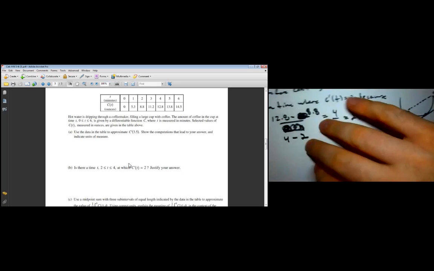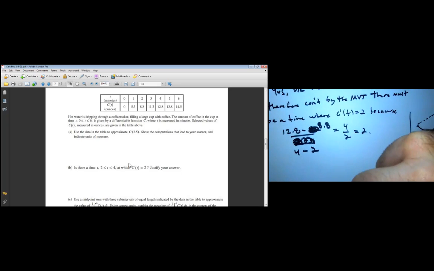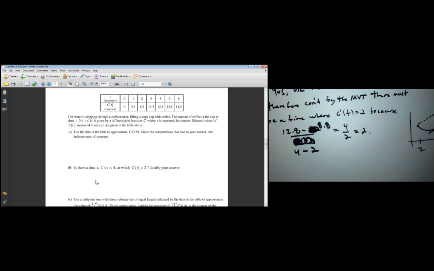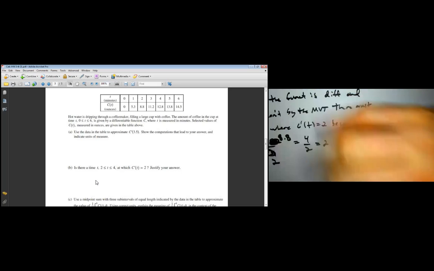So go back and read that question again. Now it says, is there a time where the tangent slope is 2? We go, I don't know. But we look at the endpoints they give me, and we find that the average rate of change, that secant slope, to be 2.